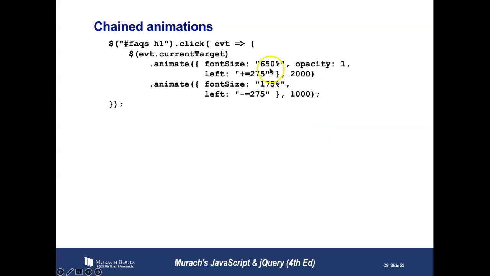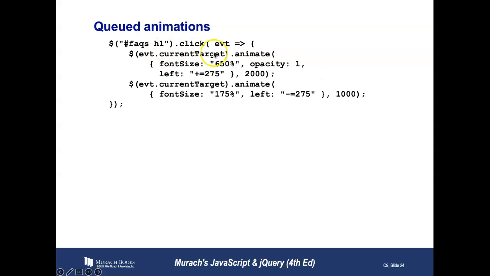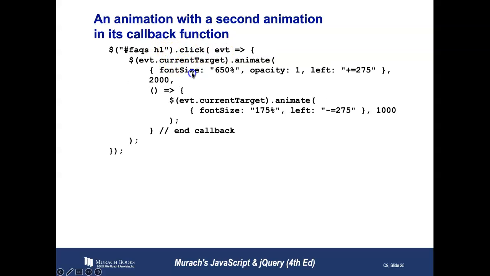Kind of silly, I know, but basically that was the current target, and this is actually event target in regular JavaScript, but whatever it is, we're going to animate it. And there's only one thing that can accept this click, so there's only one thing that'll animate. So it basically has the font size go up to 650%, the opacity to 1, left goes 275 from left to right over 2 seconds. And this is the callback. We're going to animate it backwards once it's done. That's why the header went out and back.